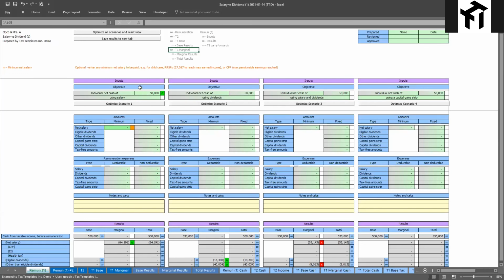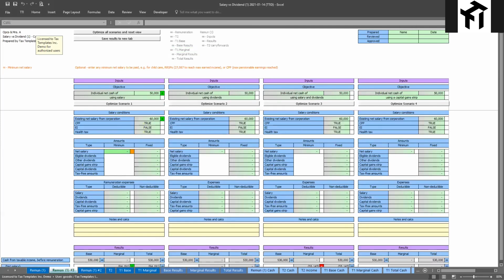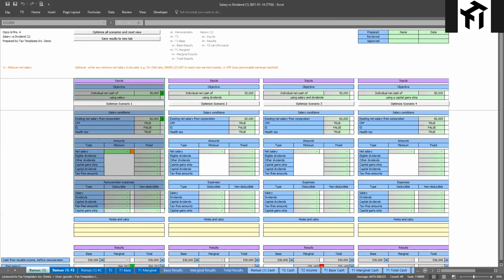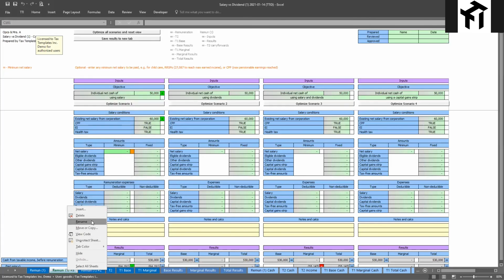The other opportunity you have is the Save Results to New Tab button at the very top of the worksheet. If you click the Save Results to New Tab, it takes a screenshot of everything on the Remoon 1 tab, and then you have those different scenarios immediately to the right. So the Remoon 1 is the one you're able to change at all times, and then you've got the screenshots over here, which you can, of course, rename if there's something specific you'd like to write.